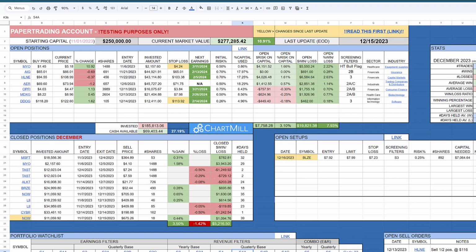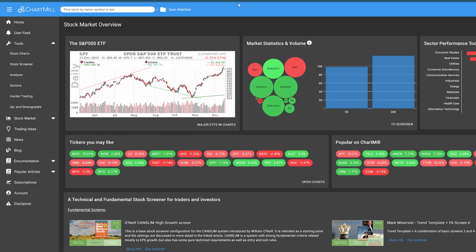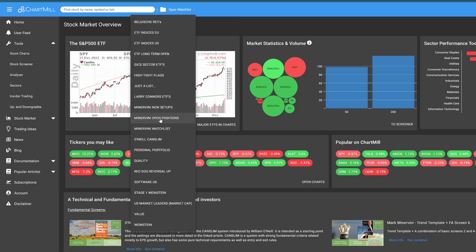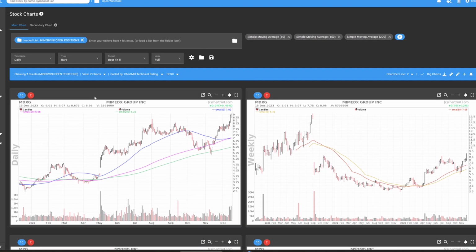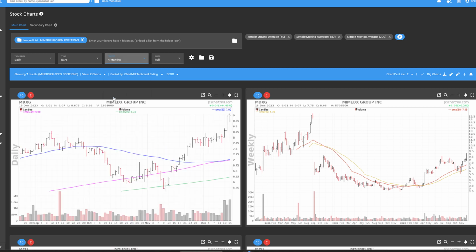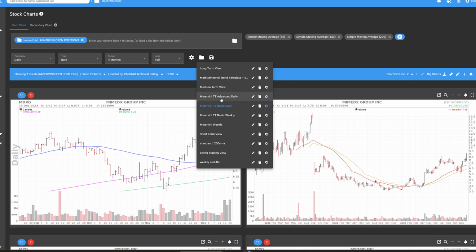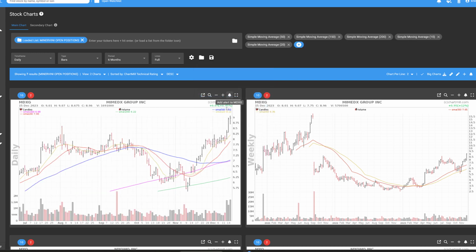Then let's have a look at our open positions. I'm going to open the watch list, my open positions list. So first, a little bit zooming in on the daily chart. Left is the daily chart and right is the weekly chart. This is the basic Minervini trend template view, but I'm going to change this to my advanced view that also contains the 10 and 20 moving average, the yellow and the red one.